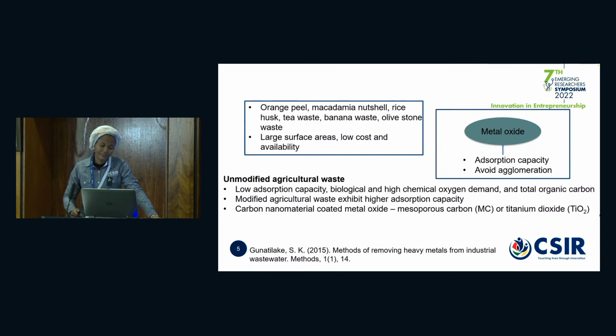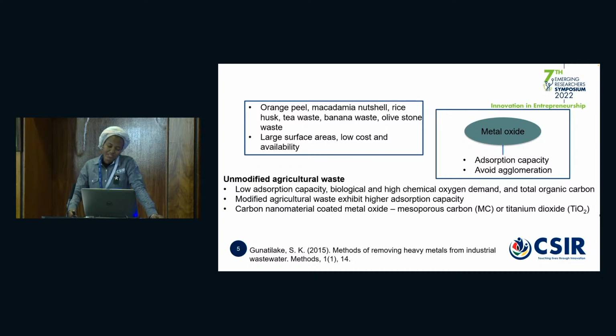Some researchers have been developing these adsorbents coated with metal oxide. And the reason for using metal oxide was to increase the adsorption capacity and also to avoid agglomeration. Most researchers have reported that the application of unmodified agricultural waste can lead to low adsorption capacity, and high biological and chemical oxygen demand, and total organic compound due to release of organic compounds contained in the plant material. In general, modified agricultural waste exhibits higher adsorption capacity compared to the unmodified form.